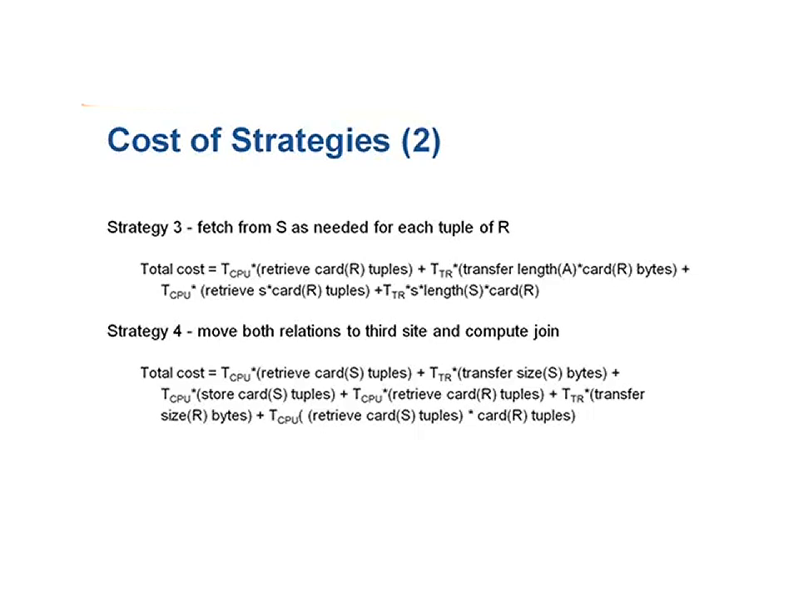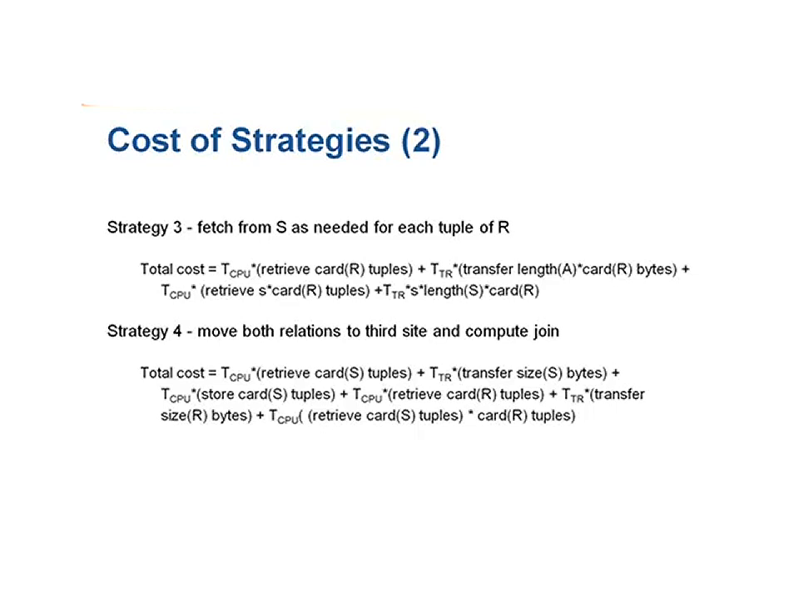And then we've got to retrieve those rows of S that correspond to the rows of R that we sent. So we have to multiply that by the cost of a CPU read. And then finally, we have to transfer the number of rows back, which is the selectivity factor times the length of S times the number of rows in R, card R. And that becomes the cost of the third strategy.